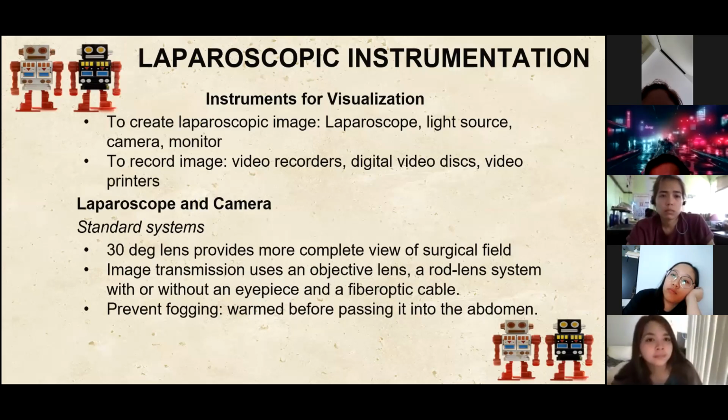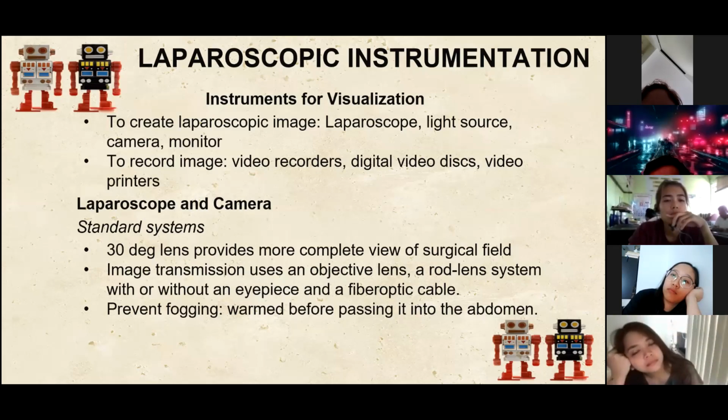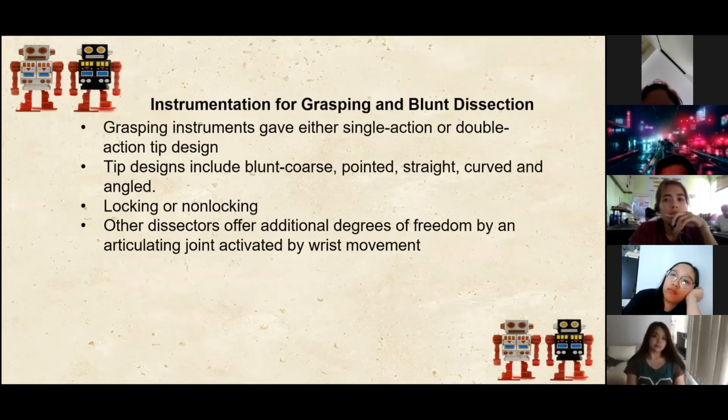For your laparoscope and camera, in your standard system, the 30-degree lens provides the surgeon with a more complete view of the surgical field, allowing you to peer around vascular structures by rotating the lens. Image transmission uses an objective lens, a rod lens system with or without an eyepiece, and fiber optic cable. To prevent fogging of the laparoscope, it should be warmed before passing into the abdomen. Several methods for this include using a container holding warm saline or using a warm thermos.